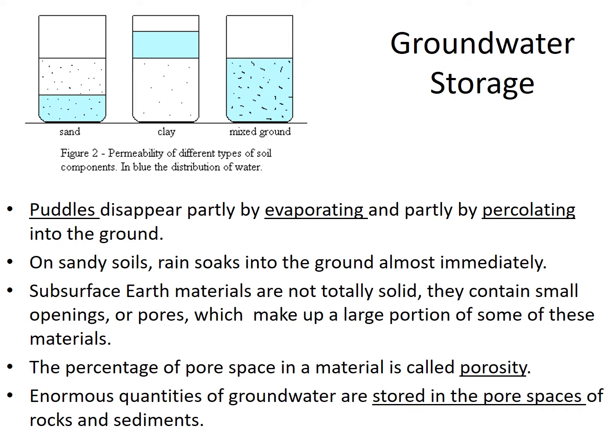So how is groundwater stored? Puddles, when they appear, either disappear through evaporation or partly through percolation into the ground. On sandy soils, rain soaks into the ground almost immediately. Subsurface earth materials, if they are not totally solid, contain little openings or pores. The amount of pore space is called porosity, and enormous amounts of groundwater are stored in just the pore spaces of rocks and sediment.